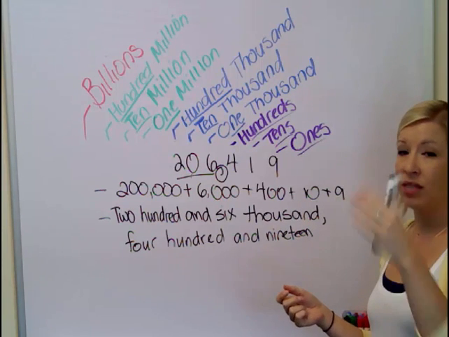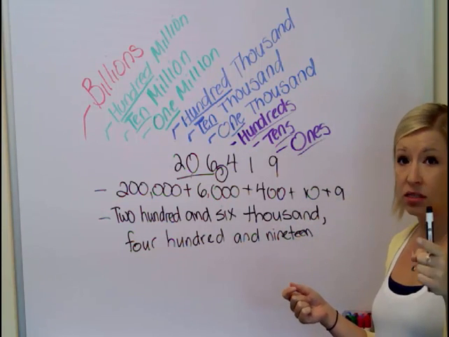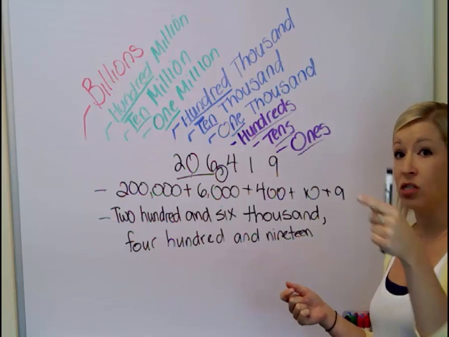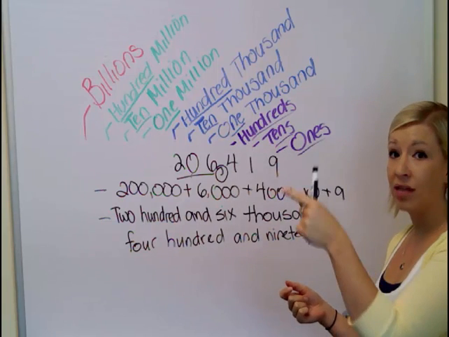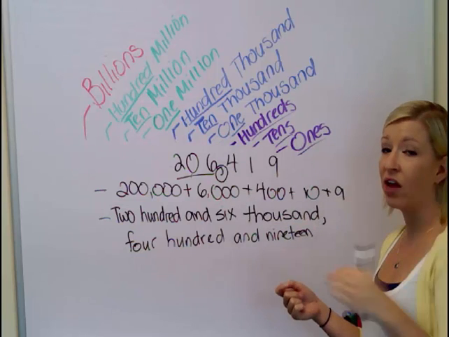We get ones, tens, hundreds changes to thousands. Ones, tens, hundreds changes to millions. Ones, tens, hundreds changes to billions, but it's very repetitive.